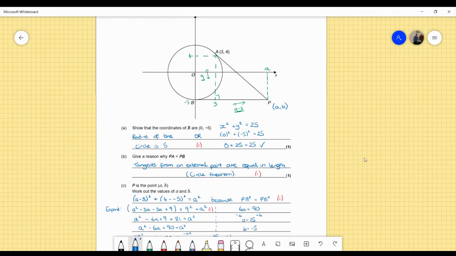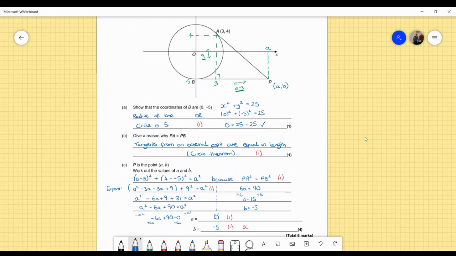And then we get to part C. So part C is a little bit more complicated. We're told P is the point (a, b), so you can see I've annotated that on the diagram. And we're asked to work out the values of a and b. Hopefully you can spot the fact that if I draw a line straight down from A, I have a right angle triangle, and therefore Pythagoras is going to come in handy on this one.